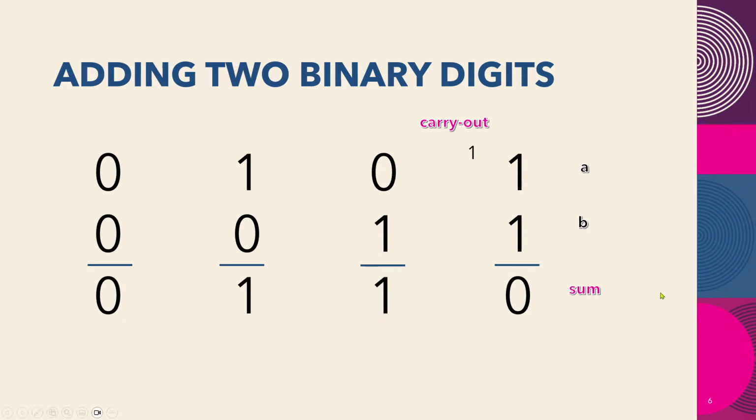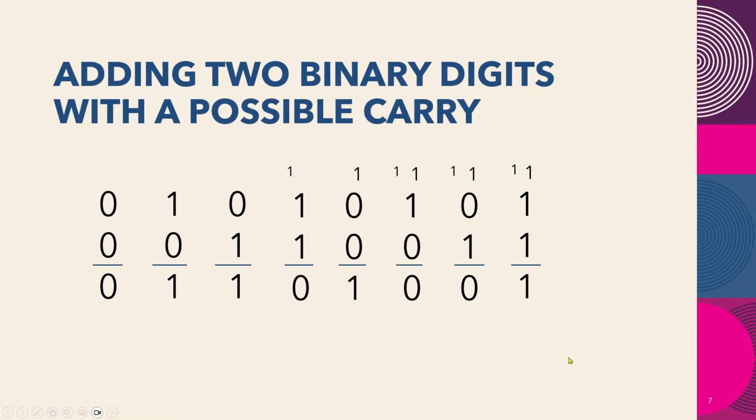Let's go now and look at adding 2 binary digits with a possible carry. Things get a little more complicated here because now not only are we looking at these 2 bits coming in, we also have to consider the carry in to this operation. And so now there are 3 inputs and 2 outputs.